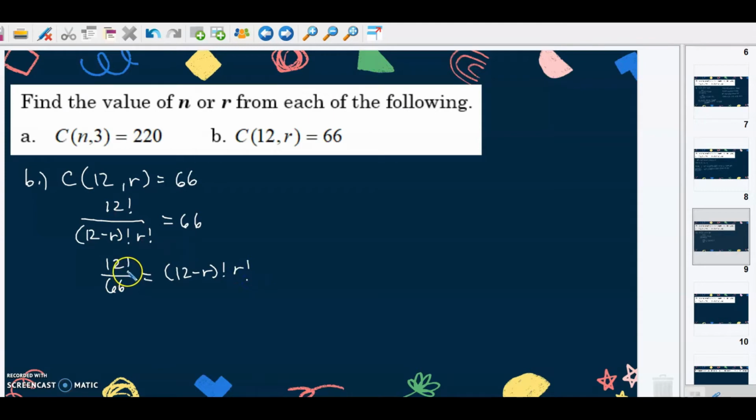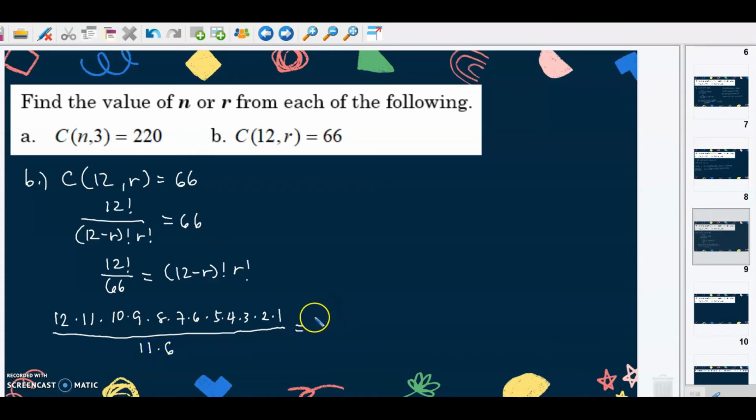Then we can now simplify the left side of the equation, which is 12 factorial over 66, by expanding 12 factorial as 12 times 11 times 10 times 9 times 8 times 7 times 6 times 5 times 4 times 3 times 2 times 1, divided by the factors of 66, which are 11 times 6. And again, this is equal to the quantity 12 minus r factorial.